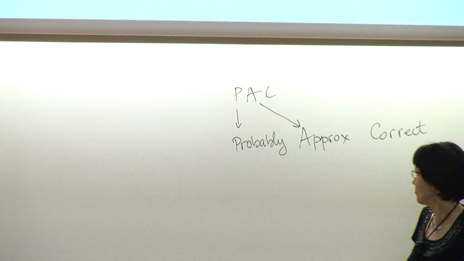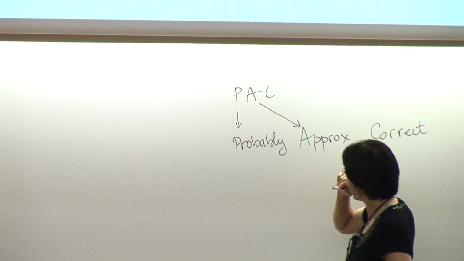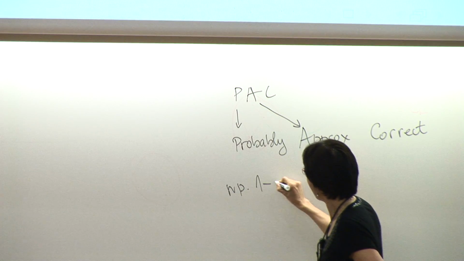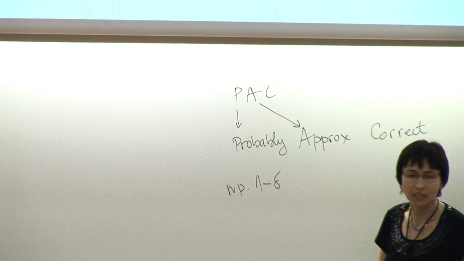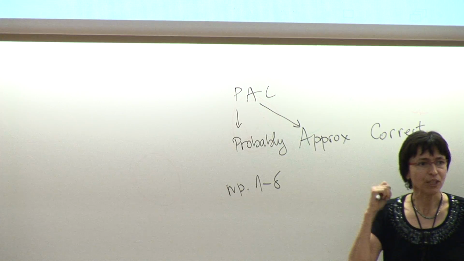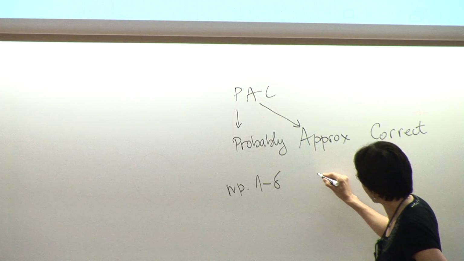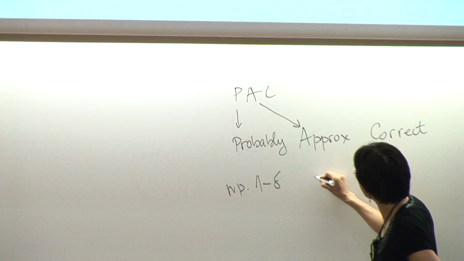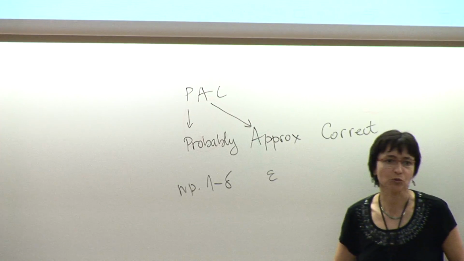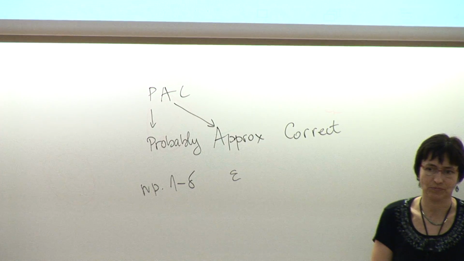They come with theorems like that. They say that with probability 1 minus delta over my samples, my estimation is epsilon close to the true parameters. Yeah?